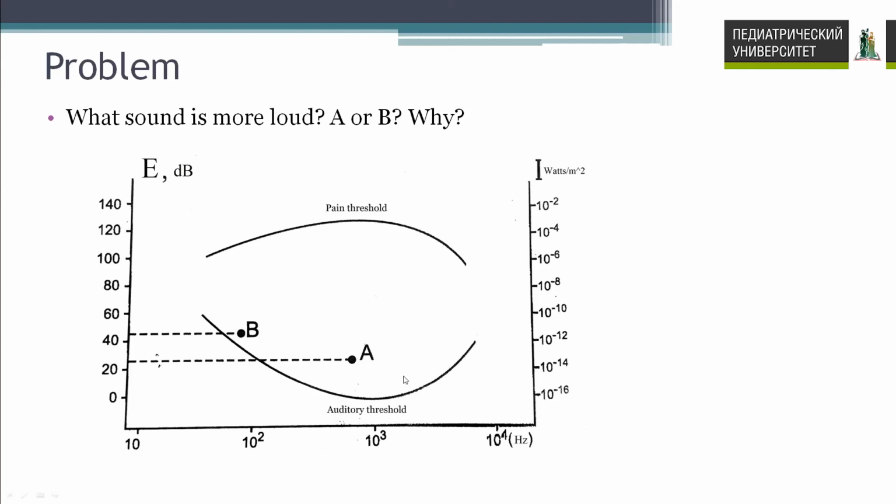Sound A, with the characteristics of frequency, this line, and level of intensity of sound, or sound B: which is louder? And you must say why. This question will be your homework, and your teachers will ask you about this task in the practice lesson. Be careful, please, and don't forget about it.